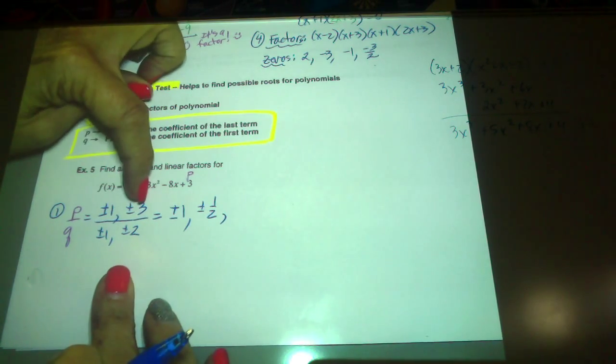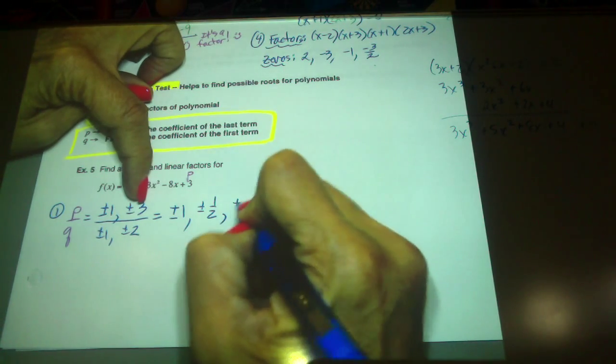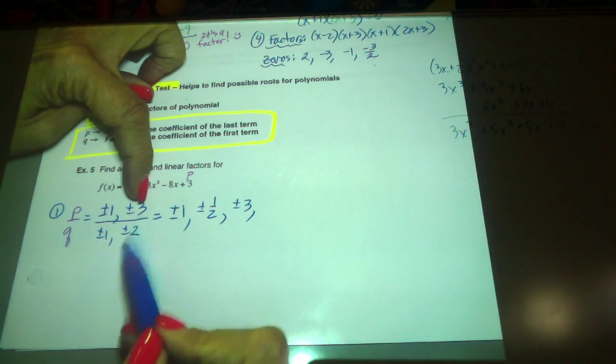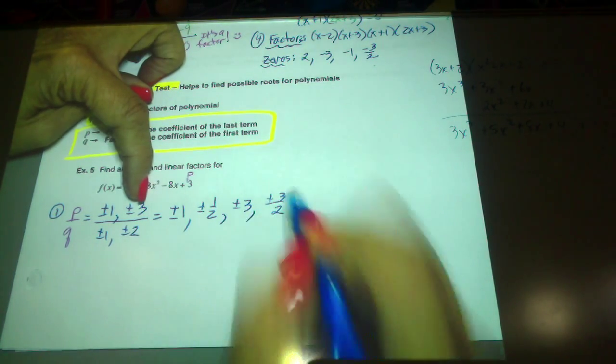Then go to your 3. So now start all over again. 3 over 1 is what? So plus or minus 3. And 3 over 2 does not reduce. So you get plus or minus 3/2.